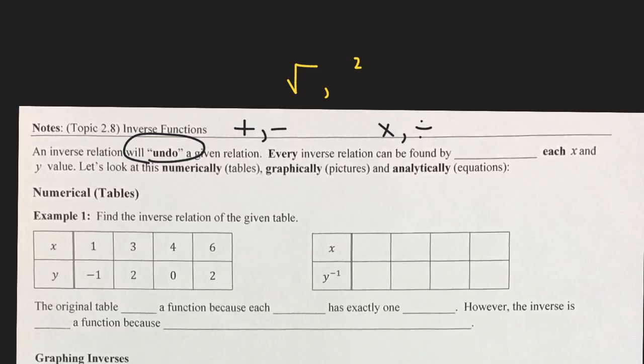Okay? So what we're going to do with a relation is we're going to switch your x and your y value. Switch is spelled S-W-I-T-C-H. Switch your x and your y values. Okay, so there's three ways we're going to look at this. First is numerically, and then graphically, and then analytically, right? We're going to analyze using our algebra skills.